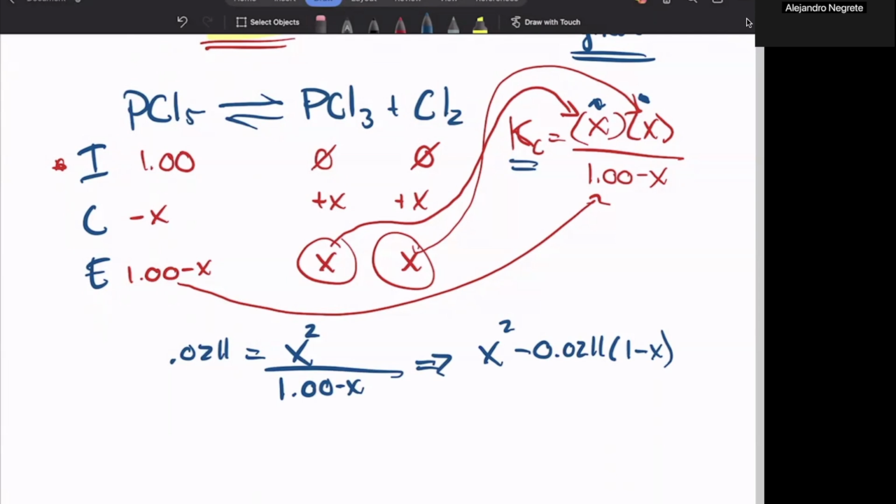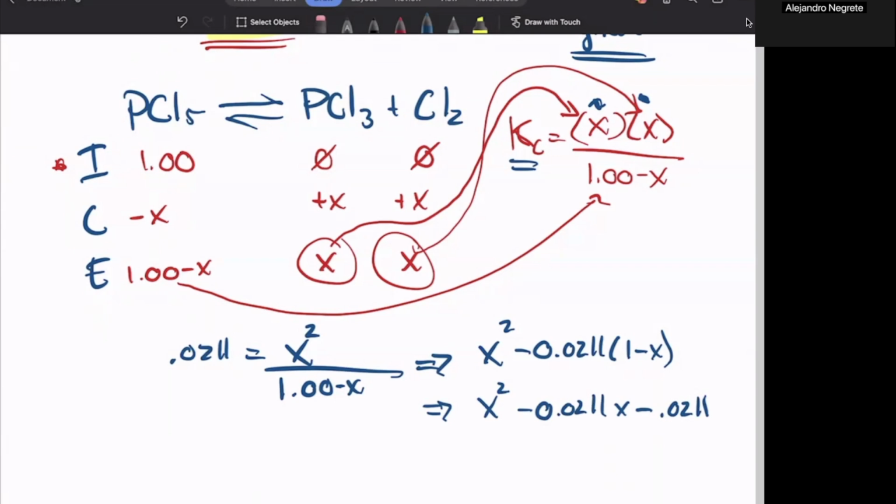Now we need to multiply this out. So let's go with x squared minus 0.0211 x minus 0.0211.